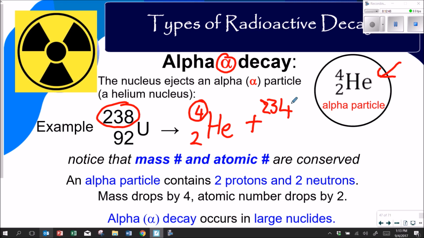Then I look at the atomic number. I have 92 on the uranium side, and I have a 2 over here on the helium. So in order to conserve the atomic number, I would have to have a 90 down here, because 90 plus 2 gives me 92. Then I go to the periodic table, and I go find the element with atomic number 90, and that is thorium. So I can write thorium over here. Alpha decay usually occurs in large nuclides.